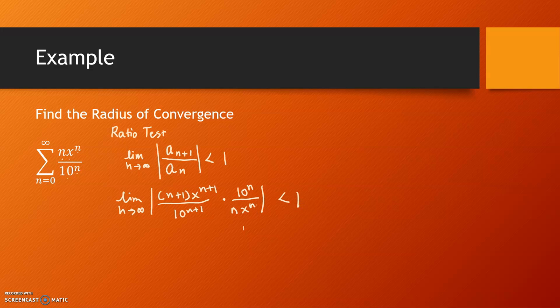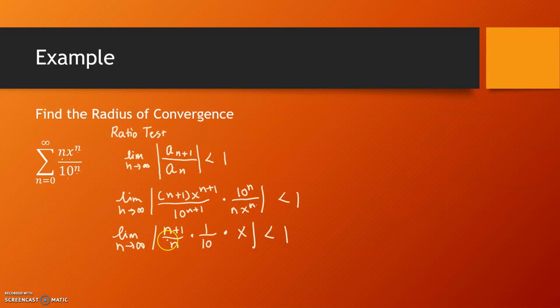Now we're going to simplify that as much as we can. I'm going to gather like terms together. So I will have n plus 1 over n, and I will have 1 over 10, and I will have x.